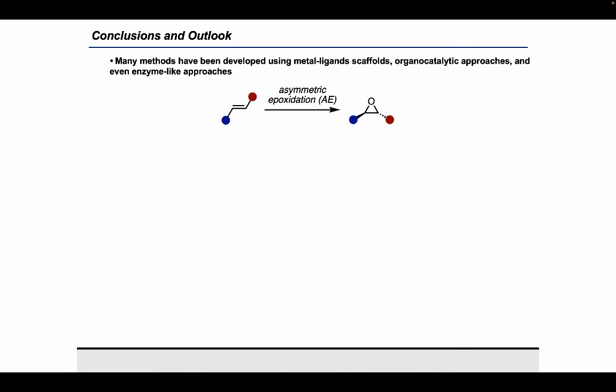So in conclusion, many methods of asymmetric epoxidation have been developed using approaches ranging from metal ligand scaffolds to organocatalysts, and even including enzyme-like approaches. In the end, though, no approach is completely general, and the substrate of interest is always critical in selecting the most appropriate asymmetric epoxidation method.